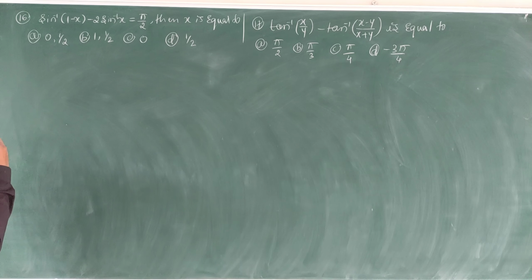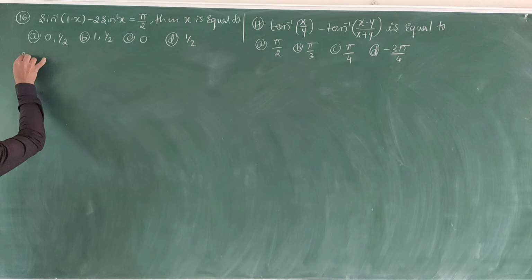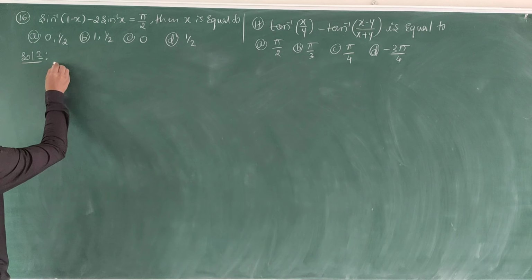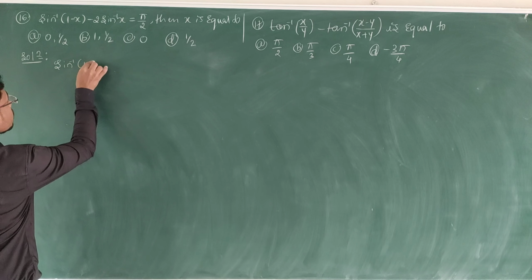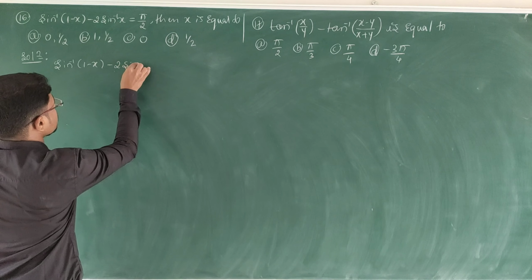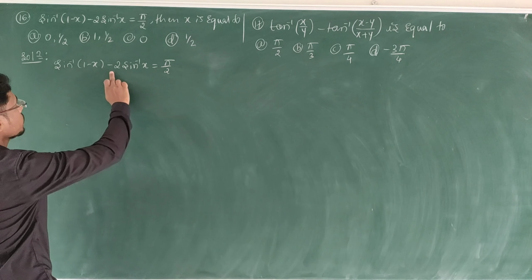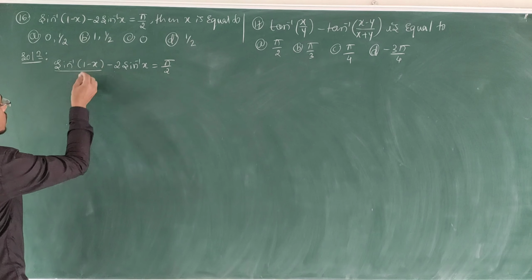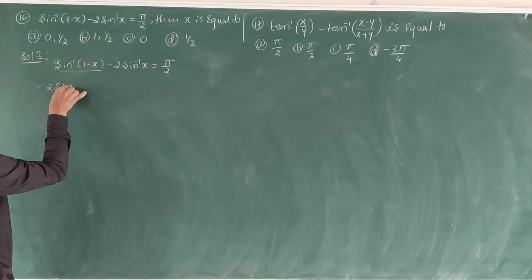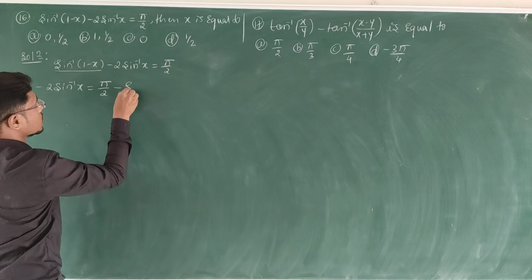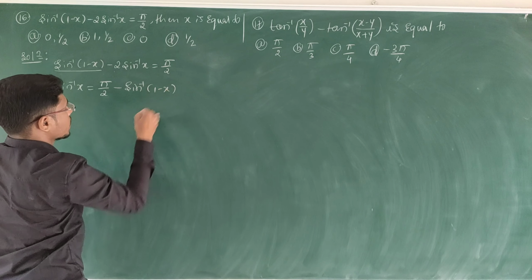Question number 16: sin inverse of 1 minus x minus 2 sin inverse of x is equal to pi by 2. We have to solve this, and from the 4 given options we have to take the right one. Sin inverse of 1 minus x minus 2 sin inverse of x is equal to pi by 2. I will take this sin inverse to the other side: minus 2 sin inverse x equals pi by 2 minus sin inverse of 1 minus x.